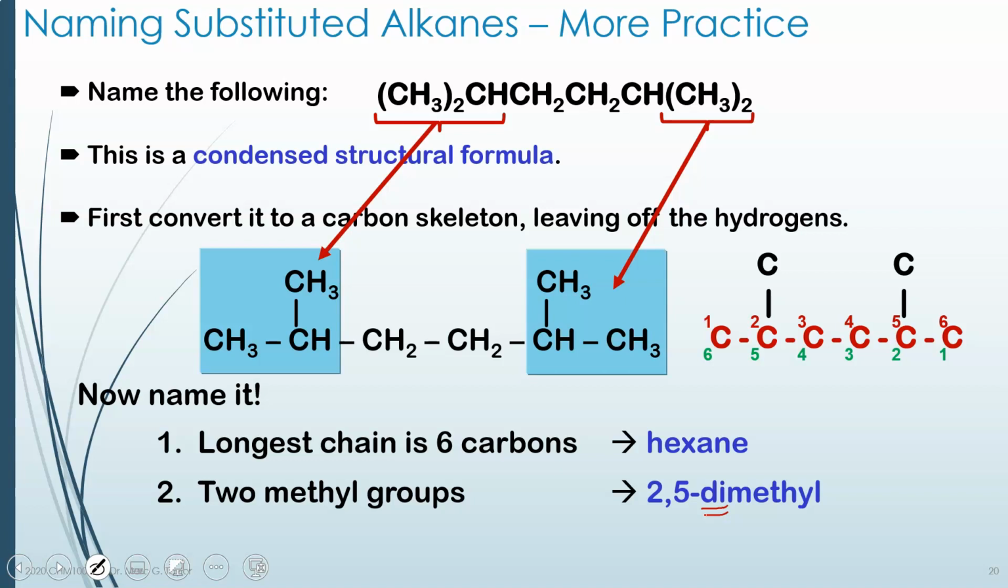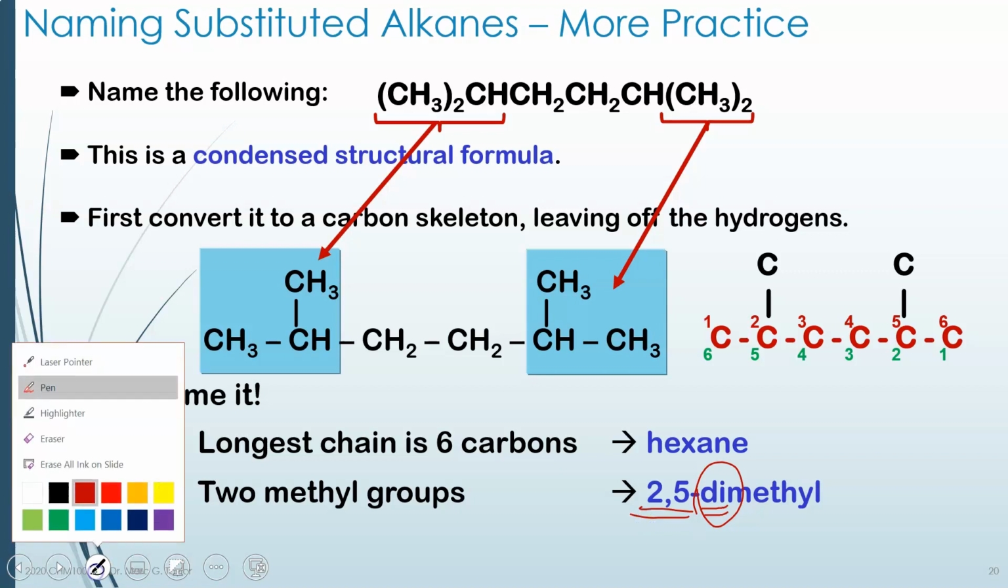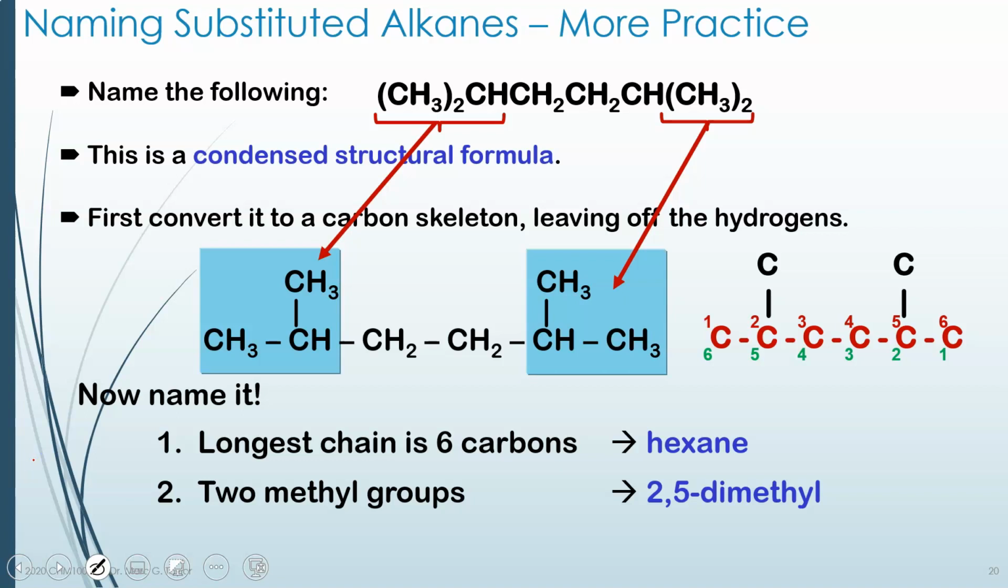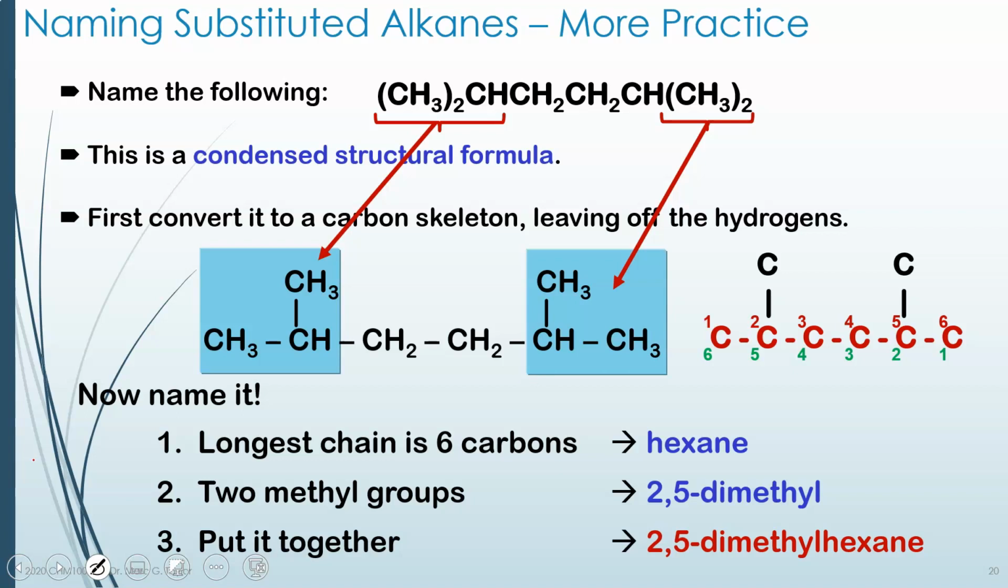And then you give numbers for each one. So if I see a prefix di, I better see 2 numbers. If I see a prefix tri, I better see 3 numbers, etc. So now I just put it together. We've got all the pieces. 2,5-dimethylhexane, and that's how we would say it, 2,5-dimethylhexane.